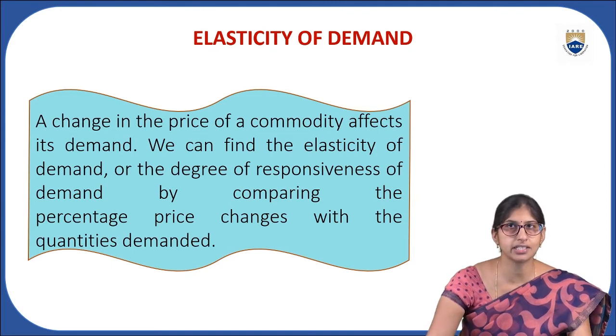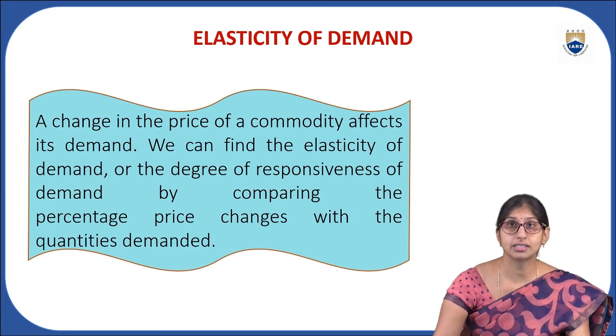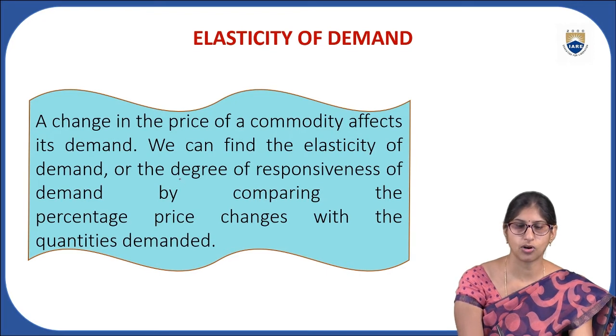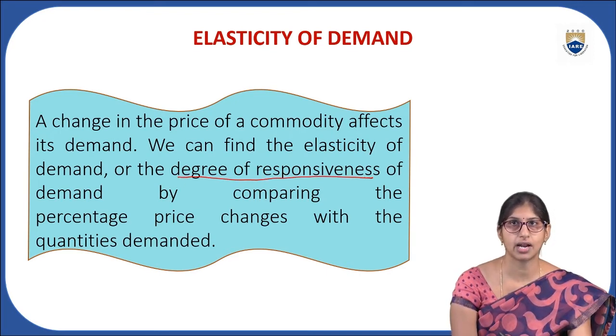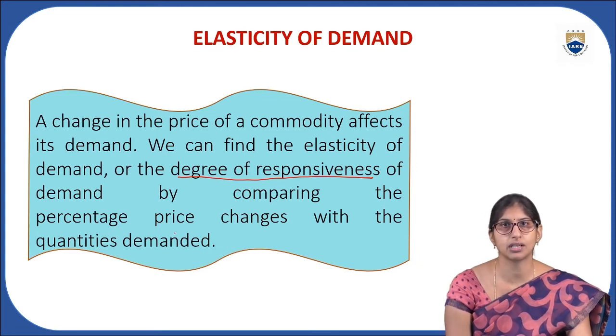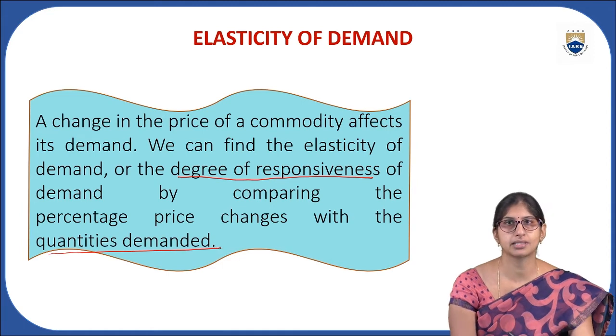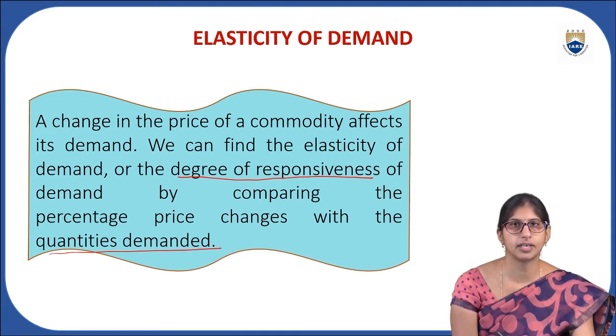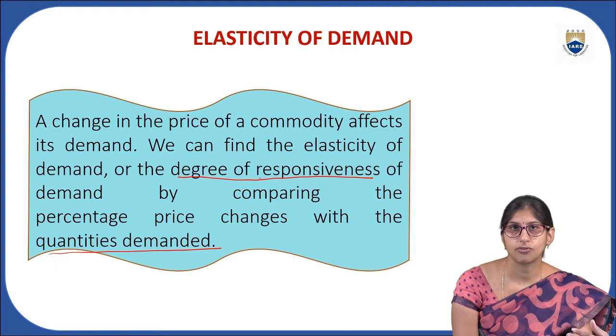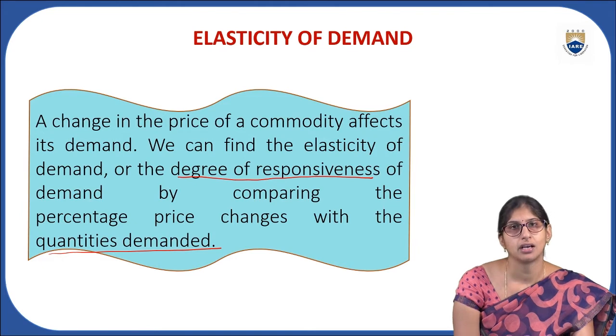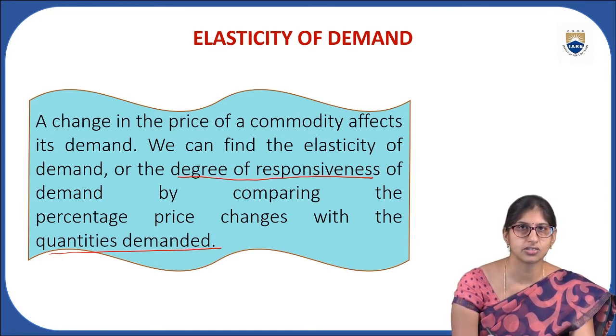So when there is a change in the price of a commodity which affects the demand, then we find the elasticity of demand. We call this the degree of responsiveness of the demand, when we compare the price changes with the quantity demanded. Okay. So it is the rate of responsiveness of demand to a change in price. How much change in price, whether increase or decrease, is creating how much change in quantity demanded, is what elasticity of demand is.